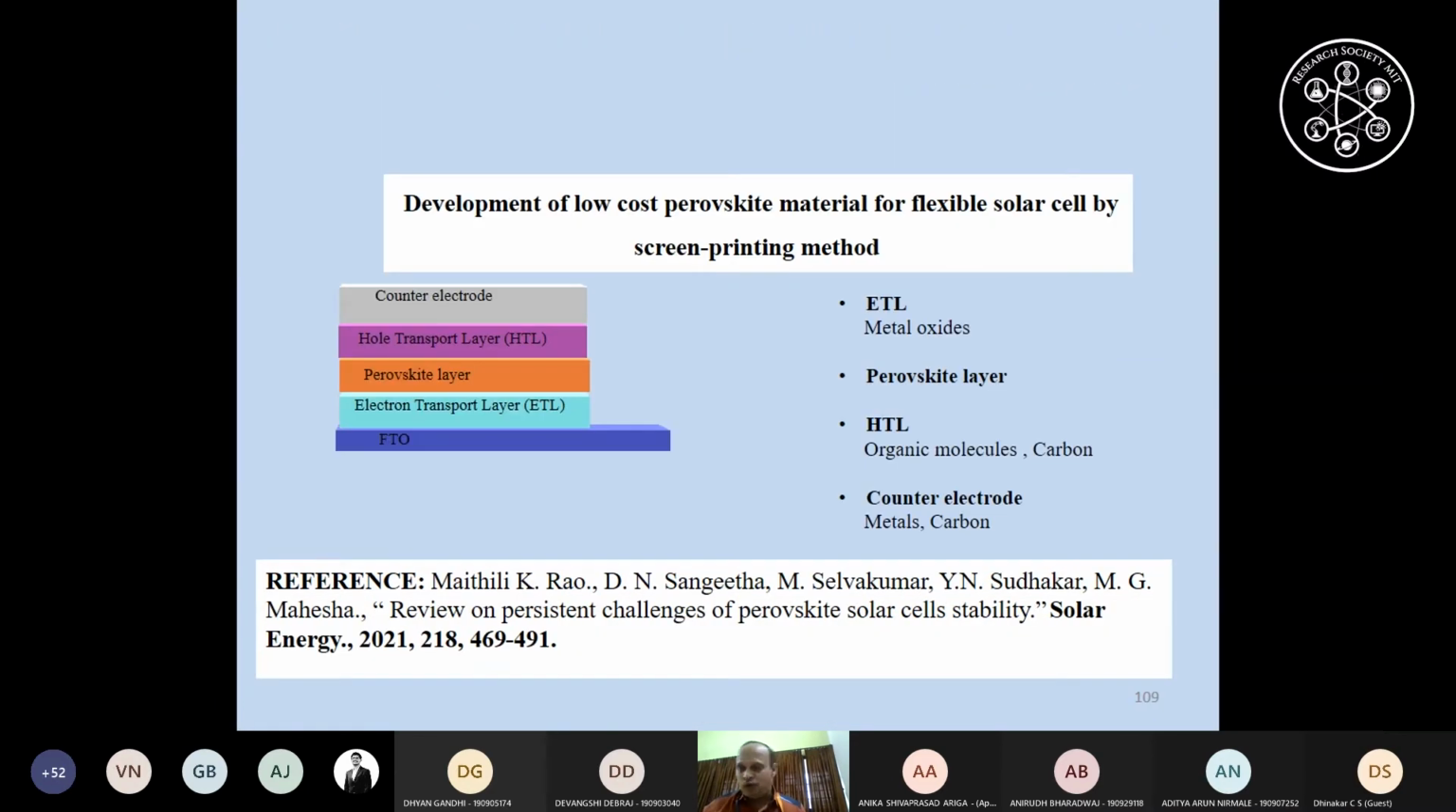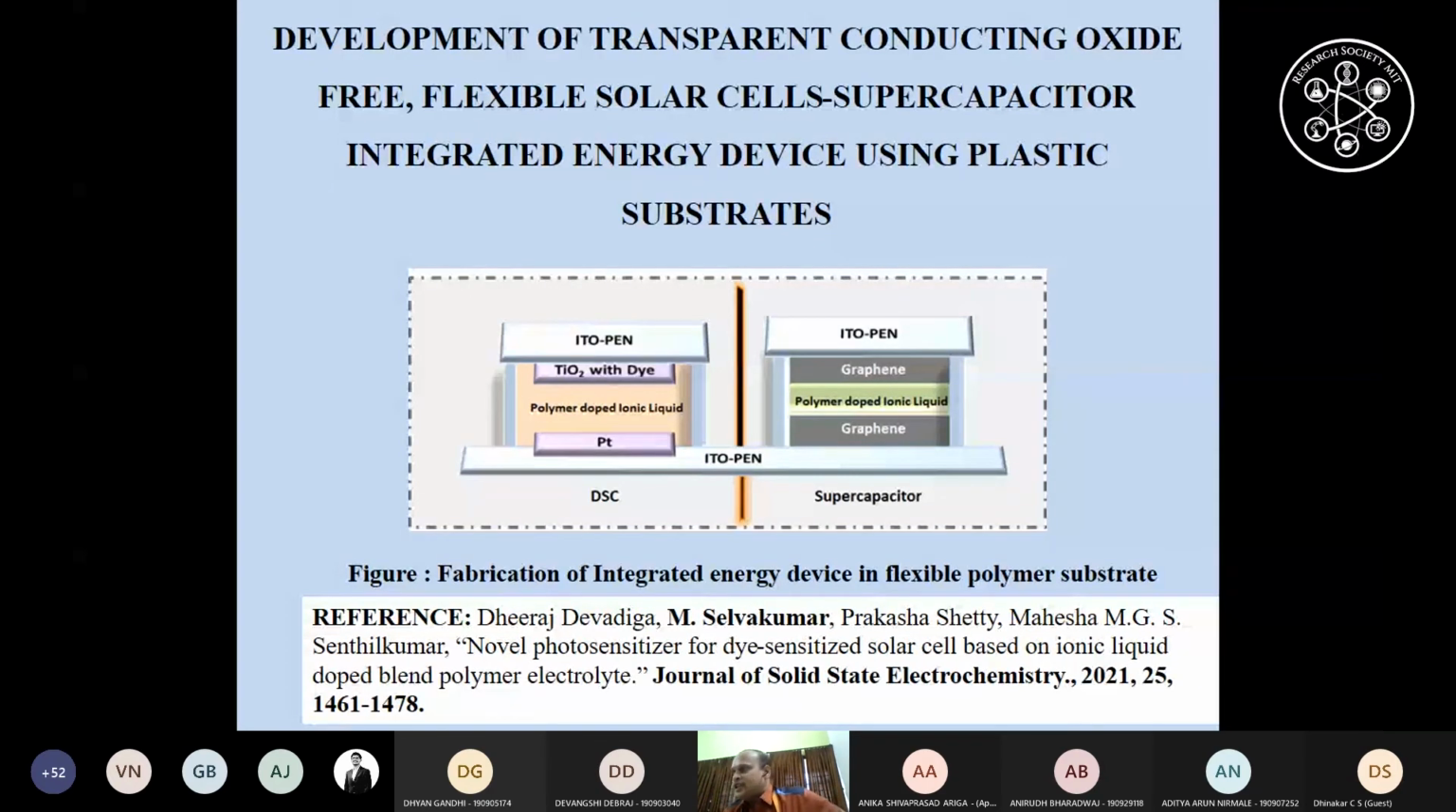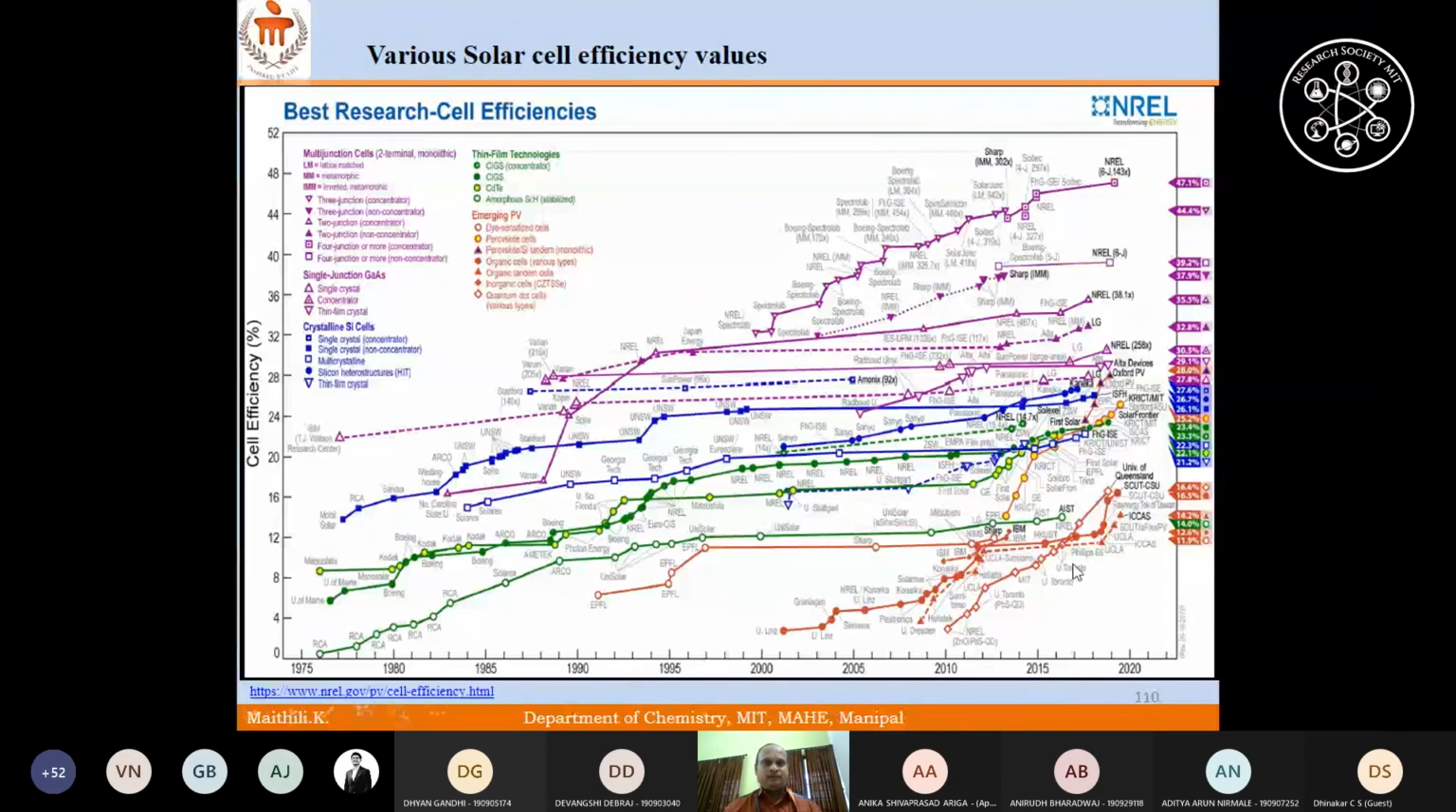So I started at 4:10. So another 10 minutes I will complete. The problem in dye-sensitized solar cell is the efficiency, it might be 3 to 4%. Just see this diagram, various solar cell efficiency values, right? Where the dye-sensitized solar cell comes, it might come to 3 to 4%, very, very less.